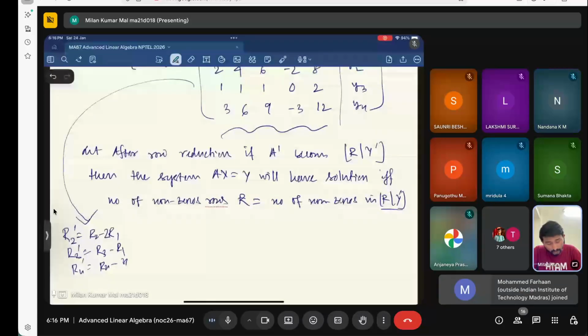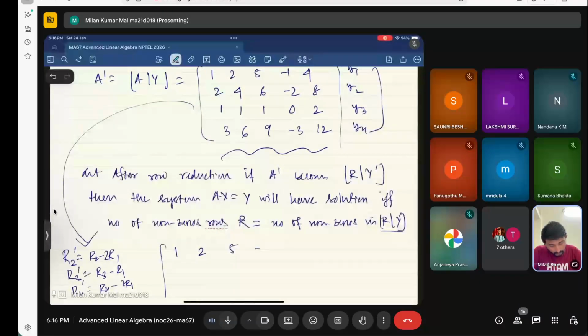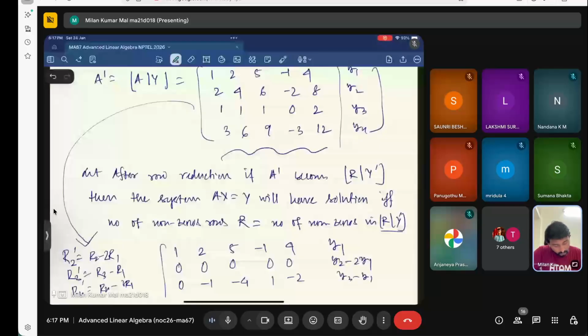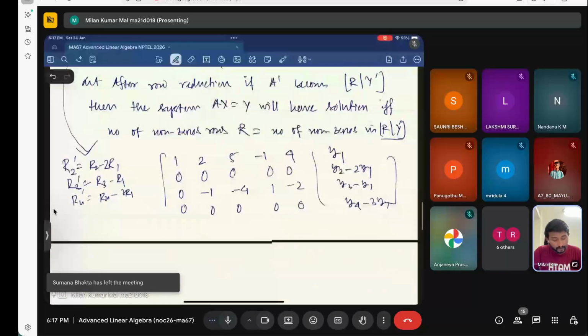If you do all these steps, the first row will be as it is, y1. The second row, if you subtract, will be 0 always, so this will be y2 minus 2y1. The third row will be y3 minus y1, and the rest will be 0 0 0 0 0, and y4 minus 3y1. So this is what you'll get. Note that this is the R, and this is the y dash.